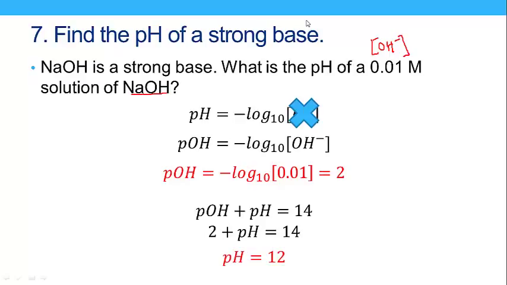This question was tricky because your knee-jerk reaction is just to take the negative log of that 0.01, and then you would end up with 2. That's not the pH, that's the pOH.